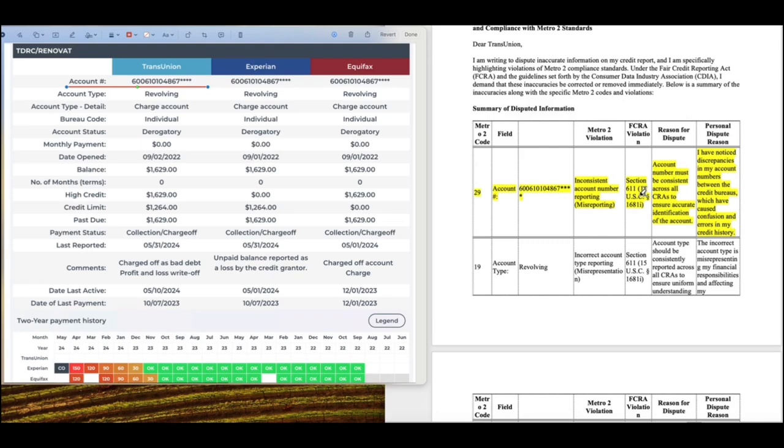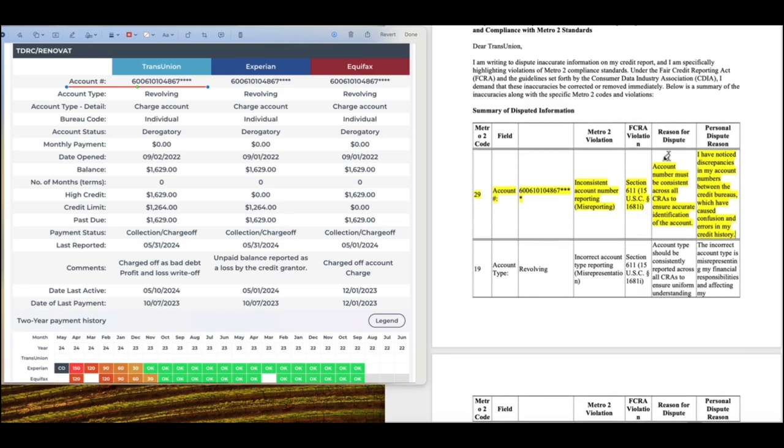The Fair Credit Reporting Act, I'm also throwing that in here. It's kind of like a double whammy to dispute with, because consumer law is important, right, when it comes to disputing. So we're using section 611, 15 USC 1681i, a lot in this letter. And here is the reason for the dispute: account number must be consistent across all CRAs to ensure accurate identification of the account.